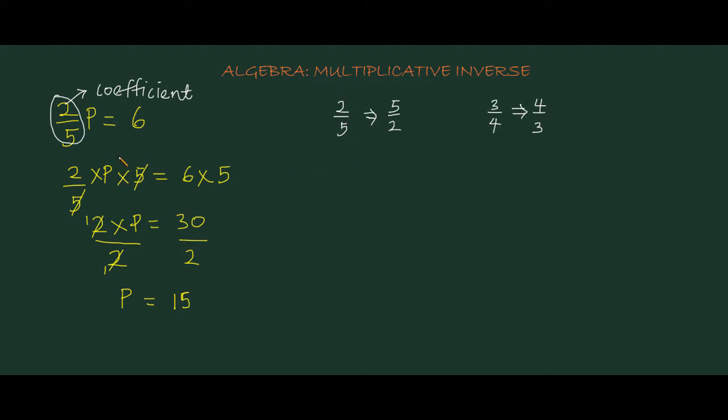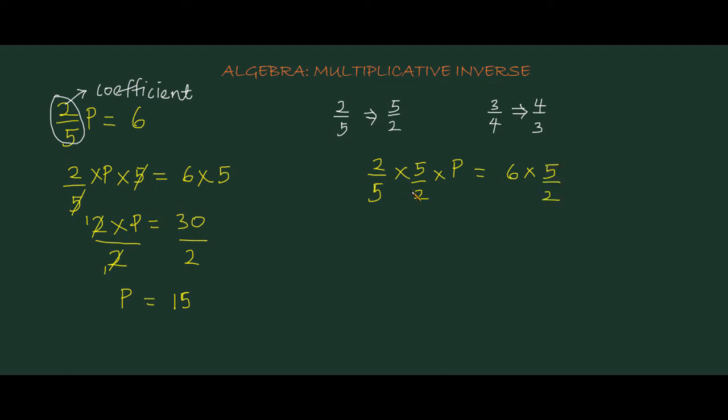The numerator becomes the denominator and the denominator becomes the numerator. So in solving this using the multiplicative inverse, for the question 2 over 5 p is equal to 6, it will be solved by multiplying both sides by the multiplicative inverse of 2 over 5, which is the coefficient of p, and that will be 5 over 2 multiplied by p is equal to 6 multiplied by 5 over 2.